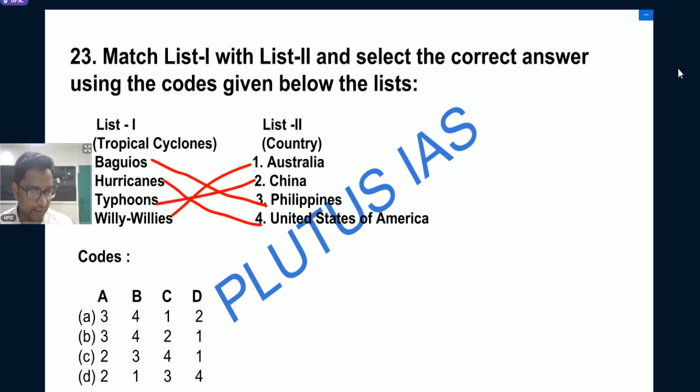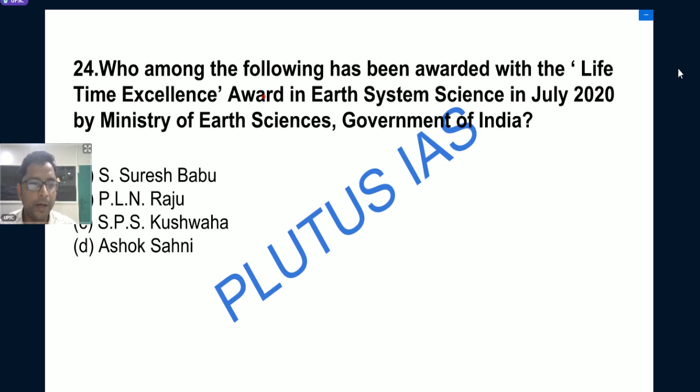So we can match the answer, A matches 3. If A matches 3, that means either option A is correct or option B is correct. Then hurricanes, US, B matches 4. Then typhoons, C matches 2. So option B is correct. This option is correct. Question number 23, B. Next question, question number 24.